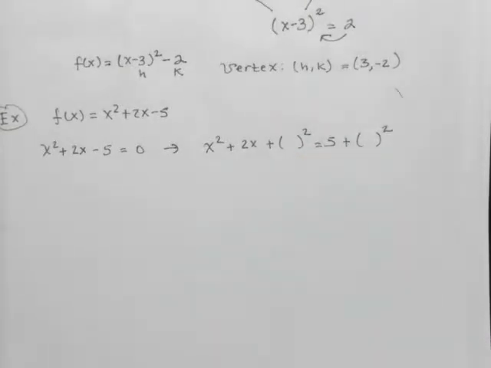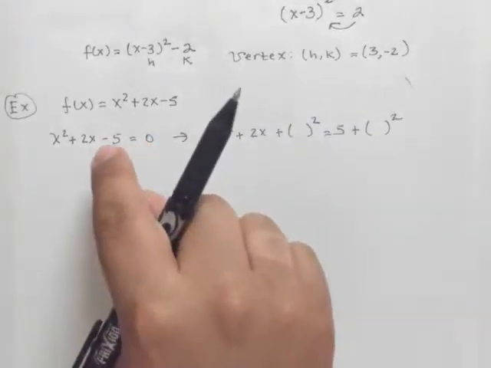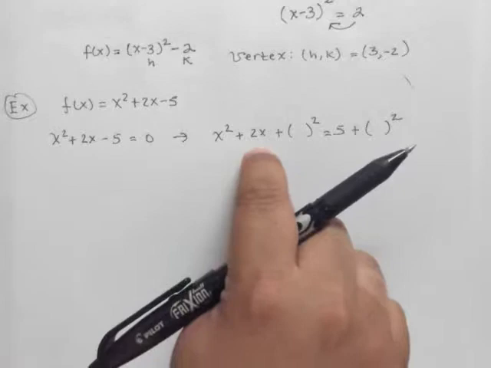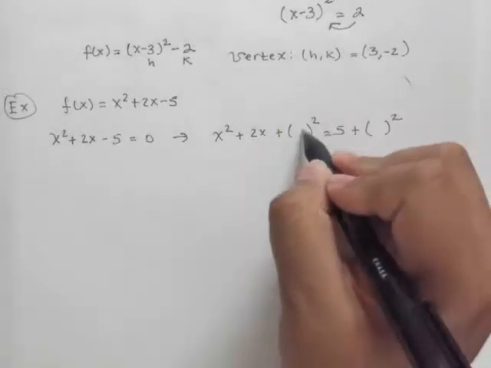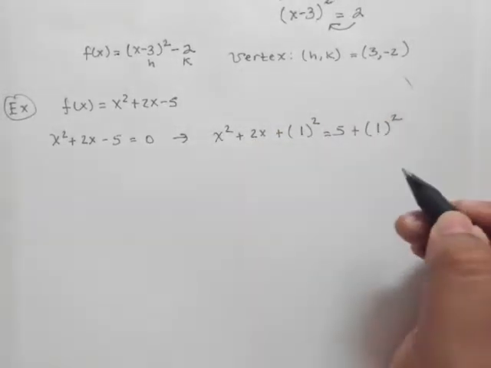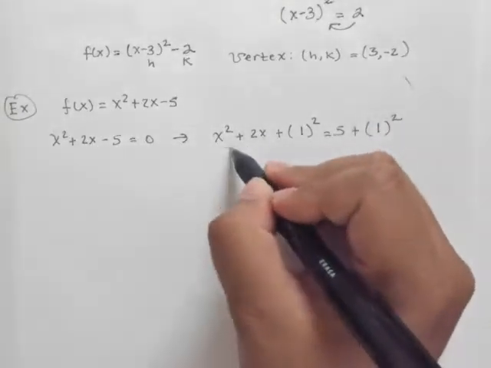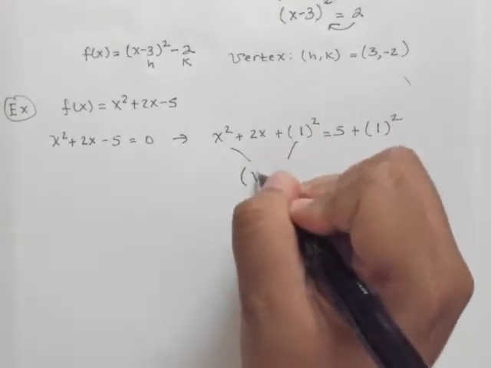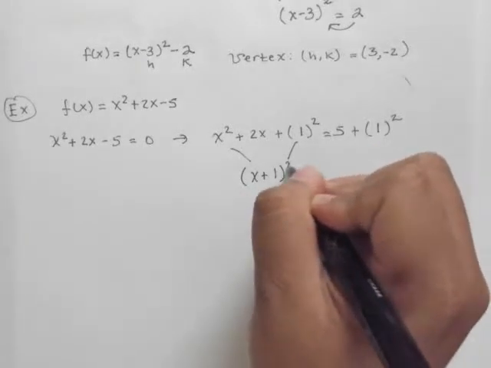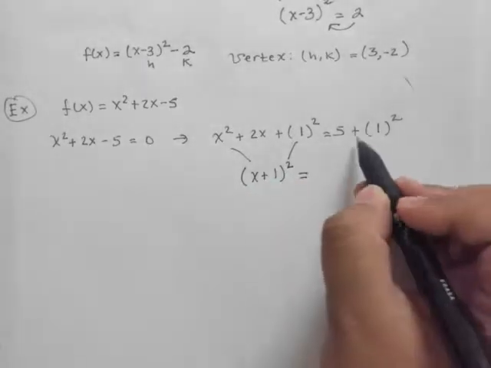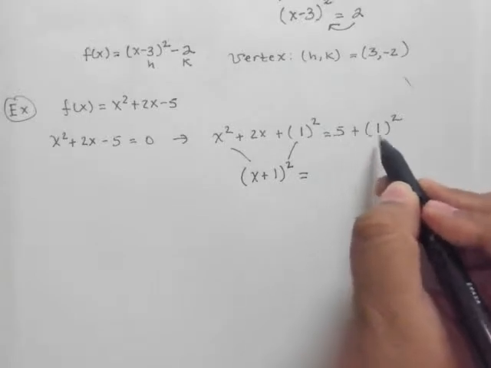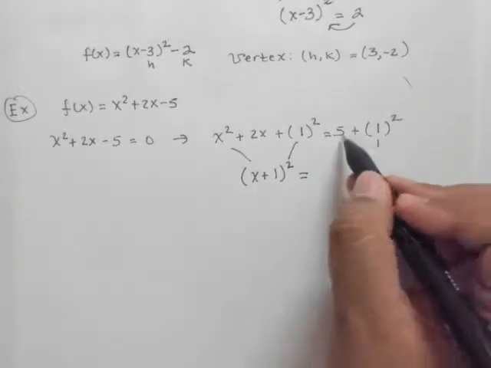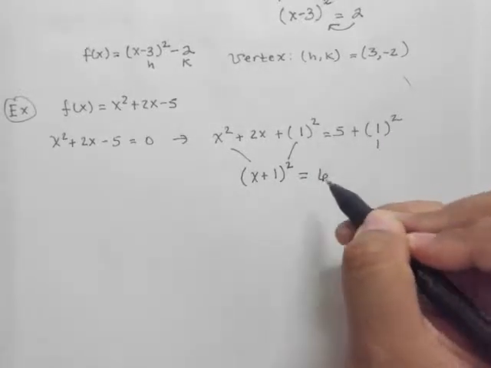And what goes in here, you might ask? Well, remember, half of the b coefficient. In this case, b was 2. So we're going to plug in half of that, which is positive 1. Now we're going to do the squaring part, the completing of the square. We're going to say x plus 1 quantity squared equals 5 plus 1. We know 1 squared is 1, so it equals 6.